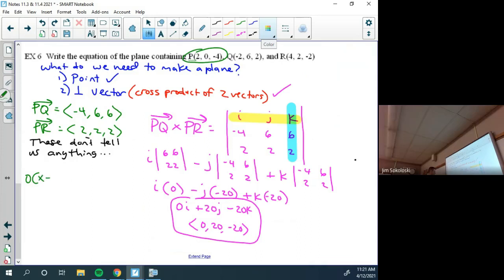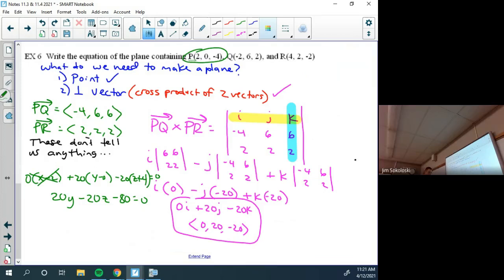0 times x minus 2, plus 20 times y minus 0, minus 20 times z plus 4 equals 0. Sorry, I'm kind of bleeding into it there. That gives me, well, that's gone, obviously. 20y minus 20z minus 80 equals 0.